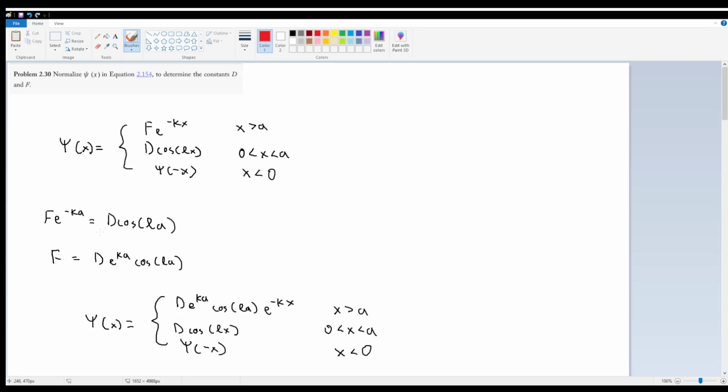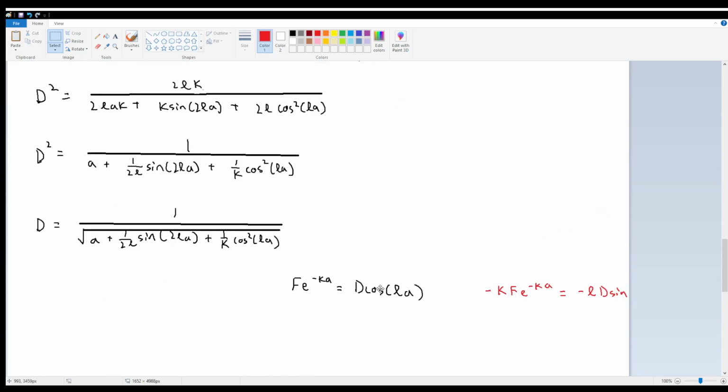So we have the continuity of psi, but we still need the continuity of the derivative of psi. So what we still need to incorporate is negative k times f times e to the negative kx, or ka, has to be equal to negative l d sine of la. So we haven't incorporated this yet. And if we look down here, let me just copy and paste this and move it over.